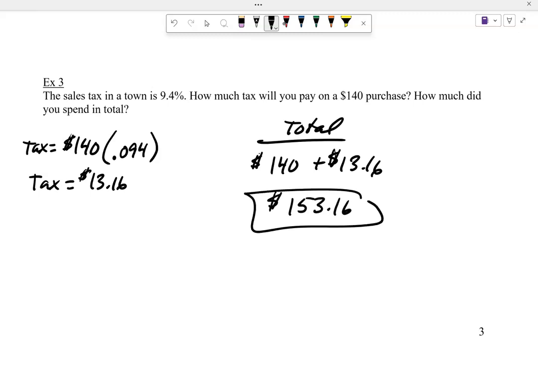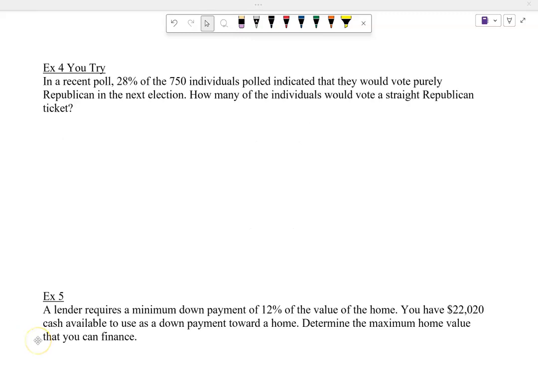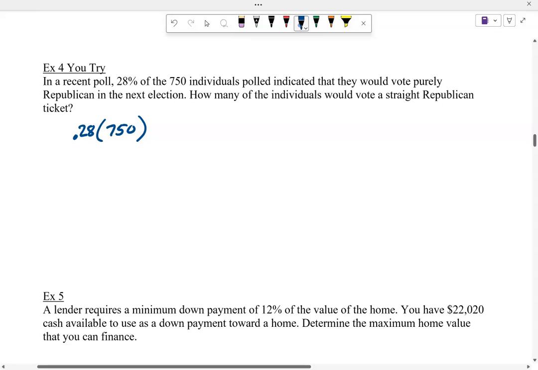$153.16 is your total bill. So here we've got 28%, so we're going to multiply 28%. Make sure you put it as a decimal when you work with it mathematically. 28% of the 750 gives you 210 out of the 750 people. So 210 would vote straight Republican according to this data.